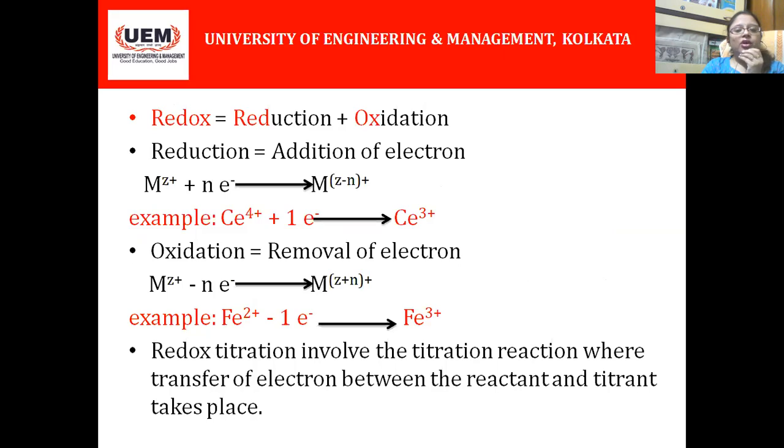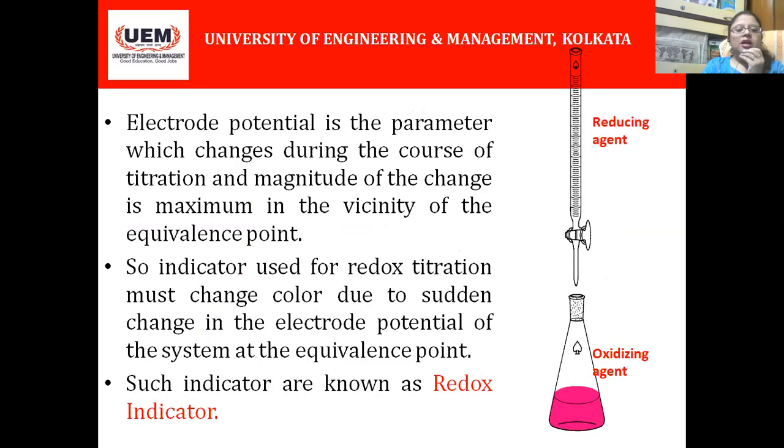Now, it is a kind of redox reaction. What is redox reaction? Redox means reduction and oxidation take place simultaneously. Now, what is a redox indicator? Here we are going to use a redox indicator, that is Ferroin indicator. Now, you have to know what is the definition of redox indicator.